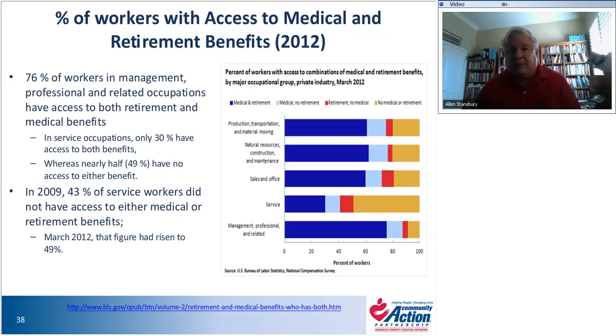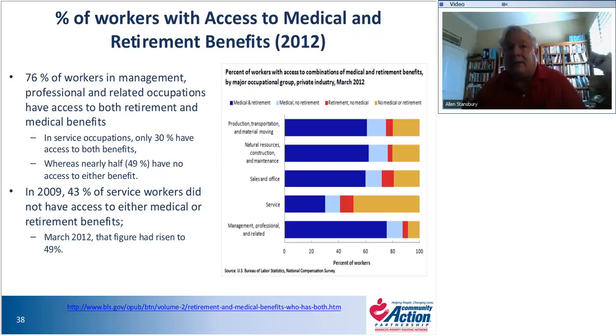And these are various, to the side here are various graphics that showed in the different industries where people were not receiving medical or retirement or any other kinds of benefits.